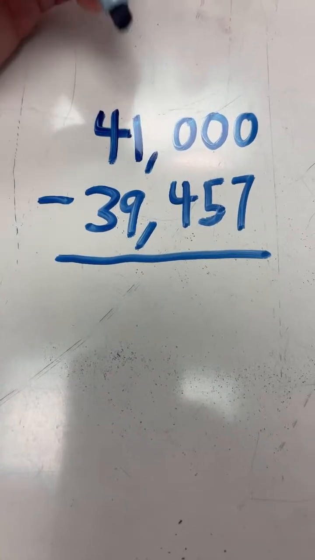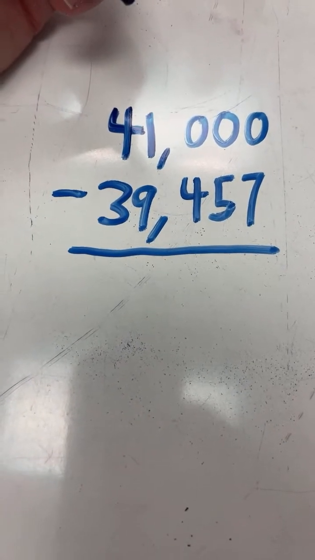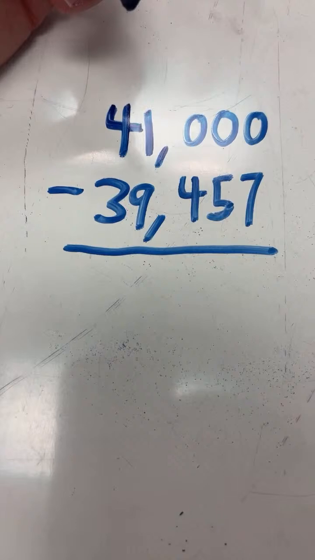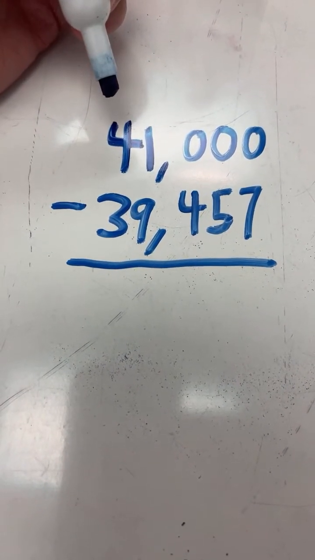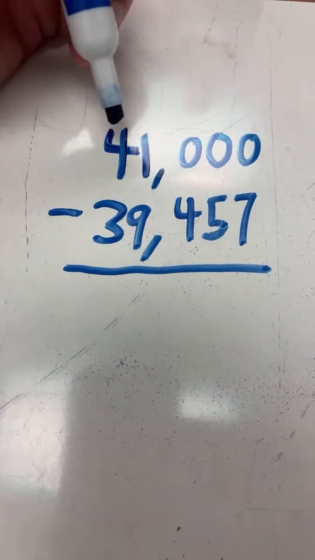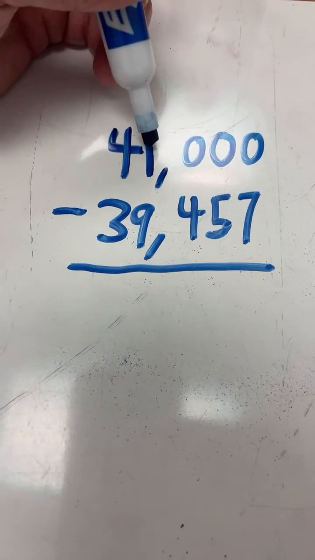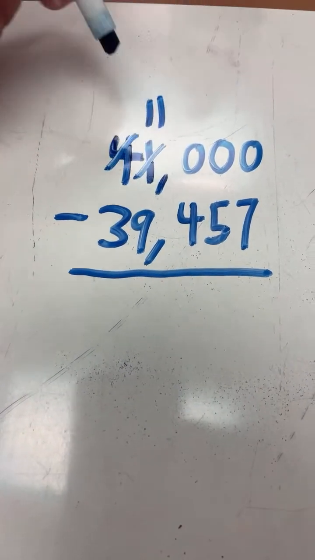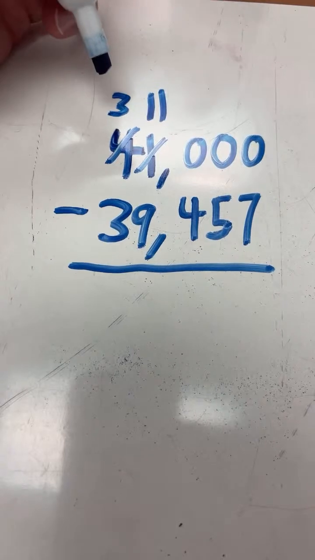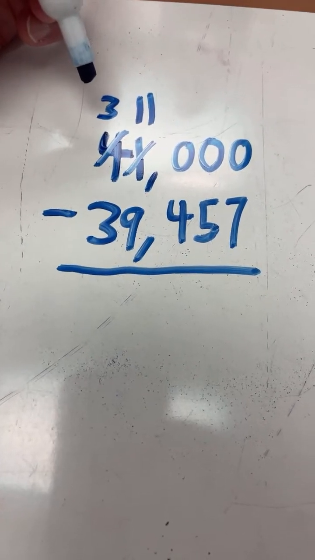So for this problem, 41,000 minus 39,457, everything other than the 10,000s place needs to be regrouped. So we're going to start from left to right. You cannot start out with 1 and take away 9, so that 1's going to become an 11. That 4 is going to become a 3. We always take a 10 from the column to the left.